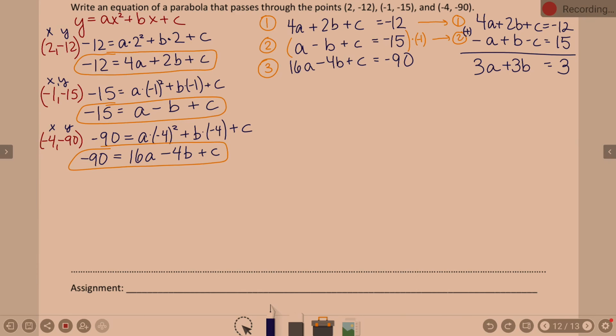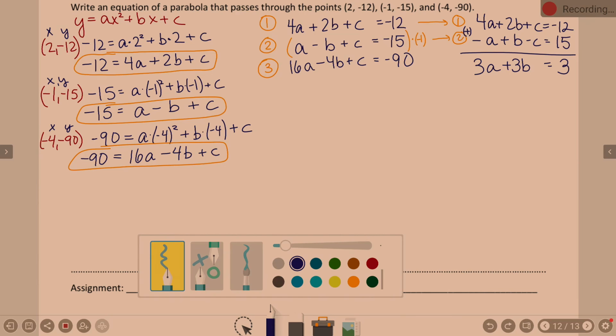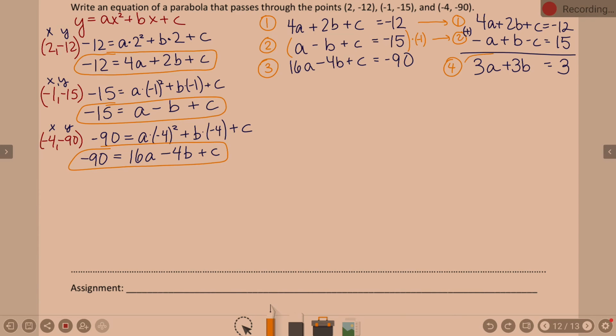However, I also see that there's a GCF here. So I could, if I wanted to, divide everything by 3 right now. Or I can wait and see what happens. So, equation 4, yes? Okay. That was 1 and 2. What equations are you using this time? 3 and something, yes? Okay. If you're following my lead, I'm going to use 3 and 2.